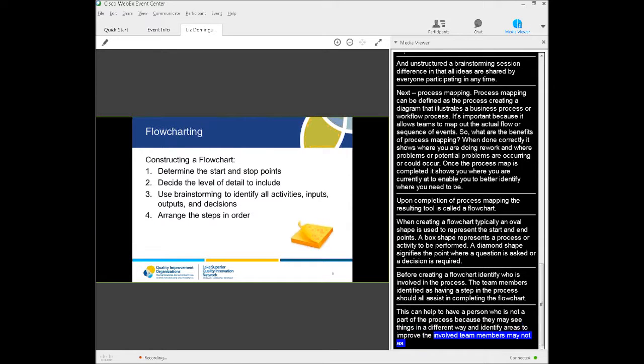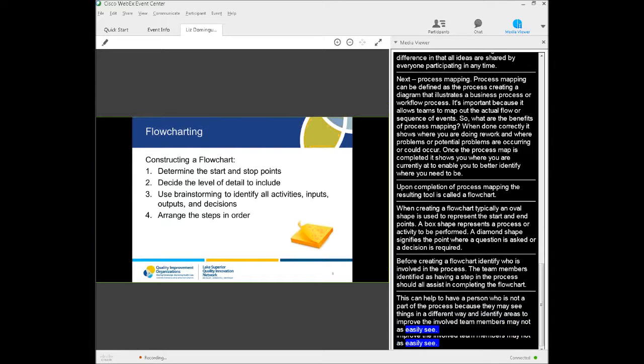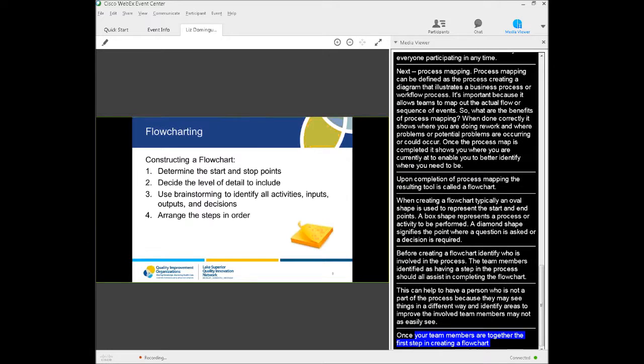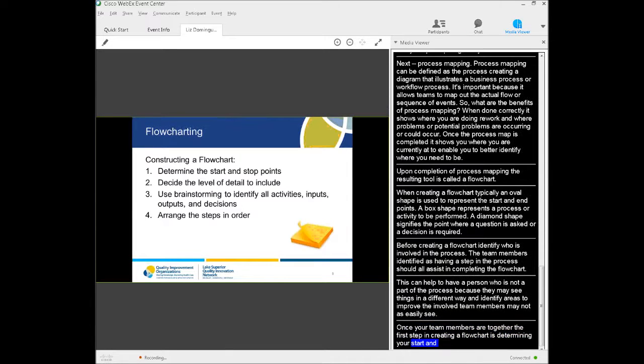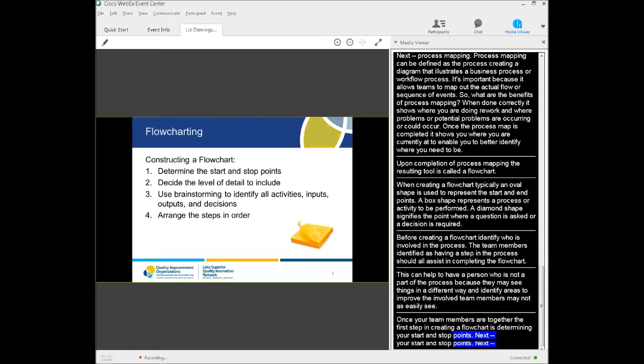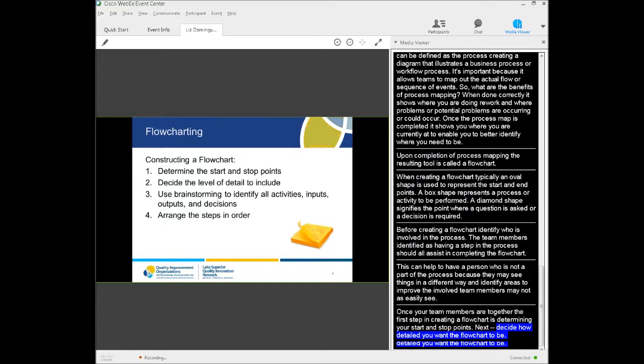Once your team members are together, the first step in creating a flowchart is determining your start and stop points. Next, decide how detailed you want the flowchart to be. It can be simple enough to convey the general process flow or more detailed to include all decision points.